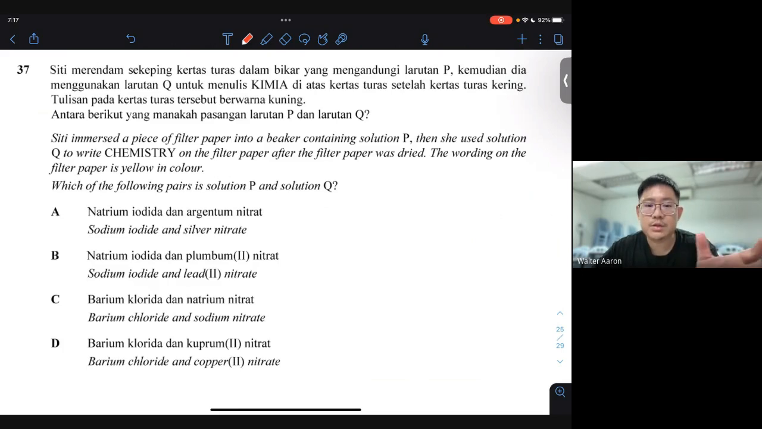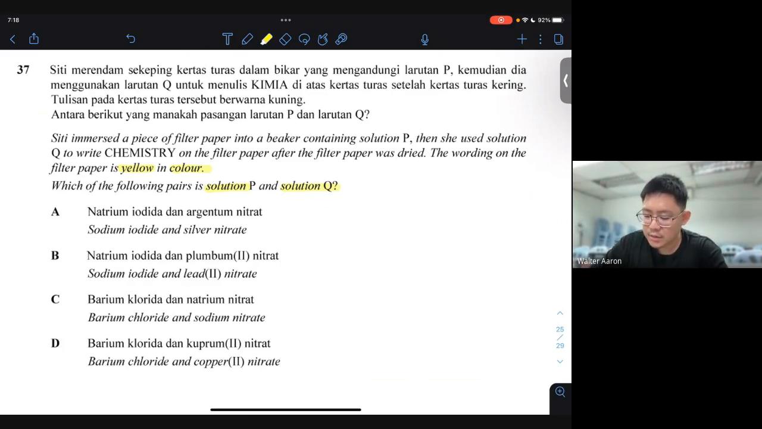So what she did was, she actually put P and Q together, and somehow after the word appears, it turns yellow in color. So they want to know, is there any combination of salt that can actually be yellow in color? Yellow color precipitate technically. Why? You know why it is a precipitate?